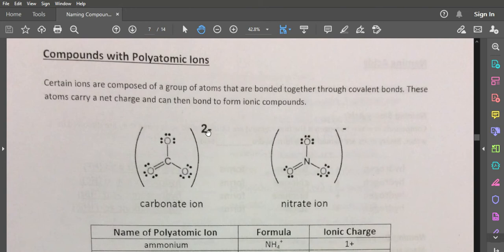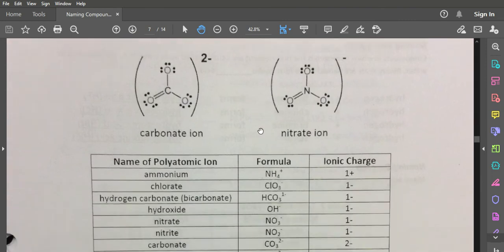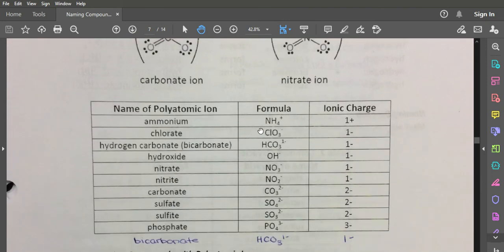So if it's a negative charge, we know it's going to be the last thing in our name. This whole carbonate ion could bond to a metal. So it could bond to a calcium, or it could bond to a lead or a copper, bonded to this massive thing. This nitrate thing could do the same. So it's negative, it's going to be the last part of the name. It could bond to a metal. Most polyatomic ions, you'll notice, do have a negative charge.